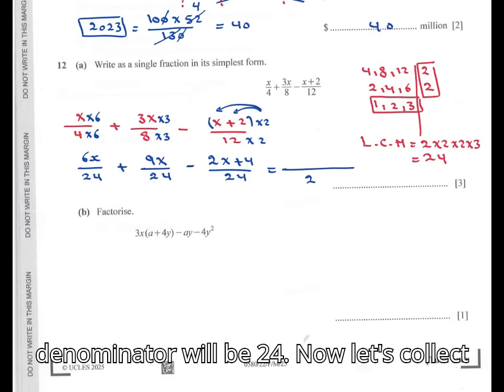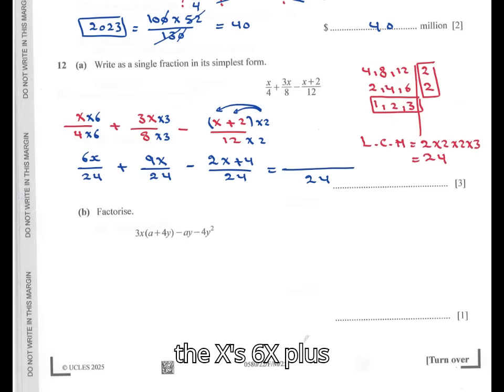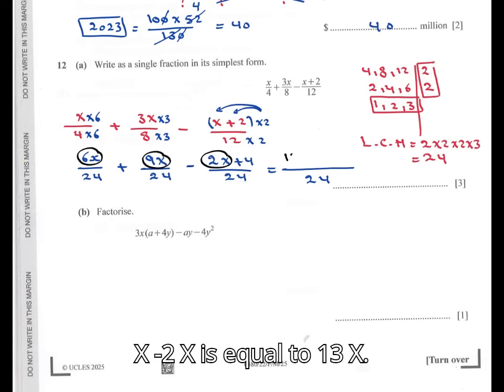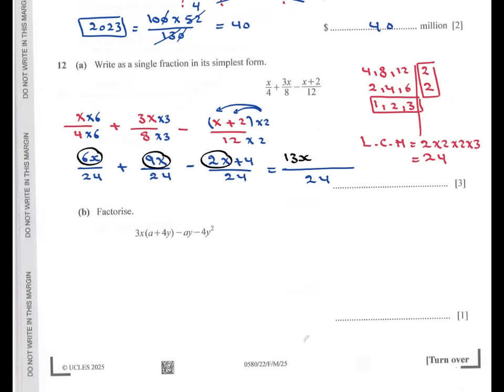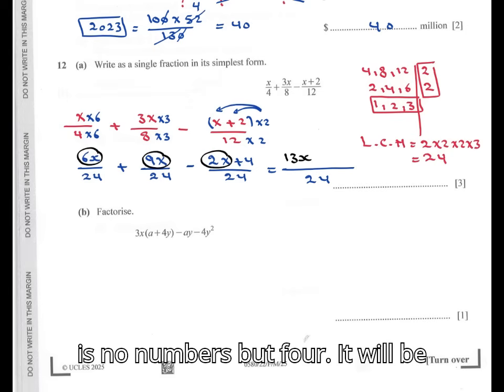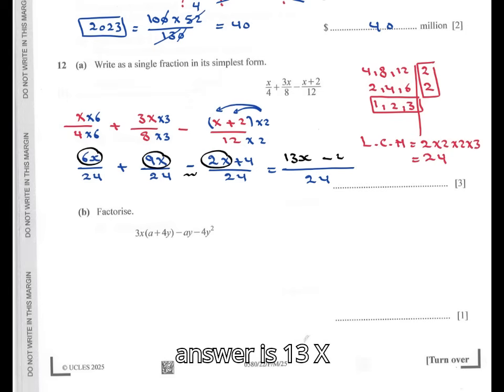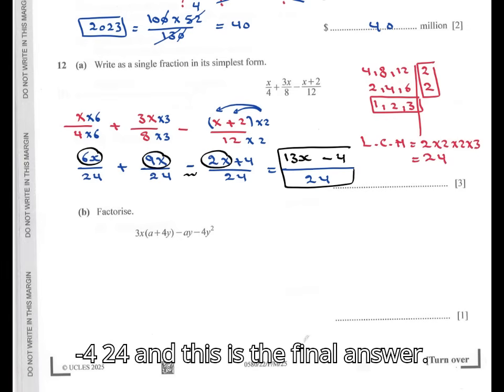The denominator will be 24. Now let's collect the x's. 6x plus 9x minus 2x. 6x plus 9x is equal to 15x. 15x minus 2x is equal to 13x. Now we have to collect the numbers. There is no numbers but 4. It will be negative 4 because of the negative sign. So the answer is 13x minus 4 over 24, and this is the final answer.